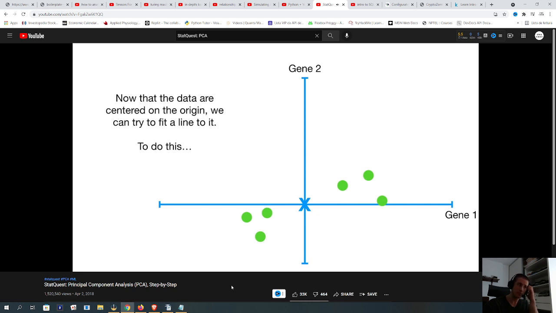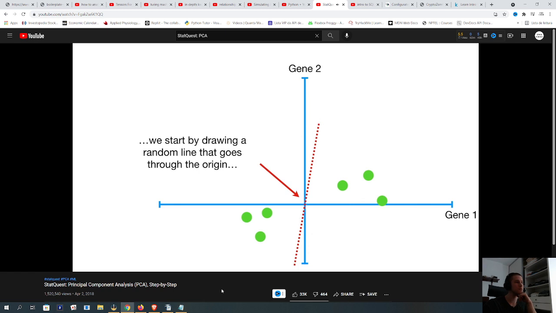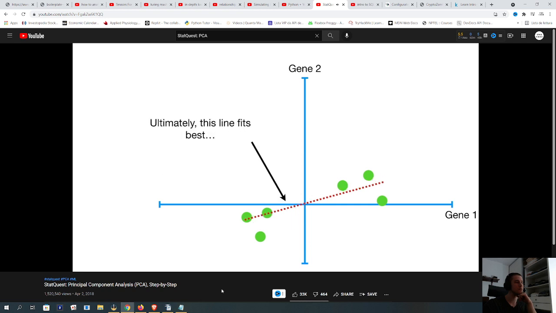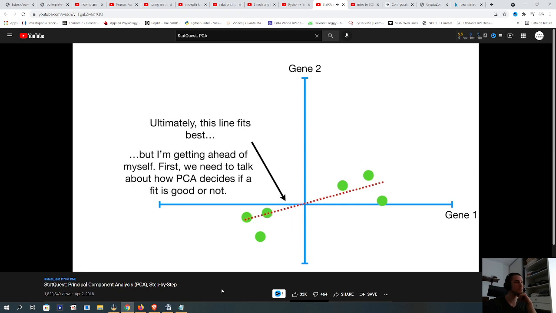Now that the data are centered on the origin, we can try to fit a line to it. To do this, we start by drawing a random line that goes through the origin. Then we rotate the line until it fits the data as well as it can, given that it has to go through the origin. Ultimately, this line fits best. But I'm getting ahead of myself. First, we need to talk about how PCA decides if a fit is good or not.